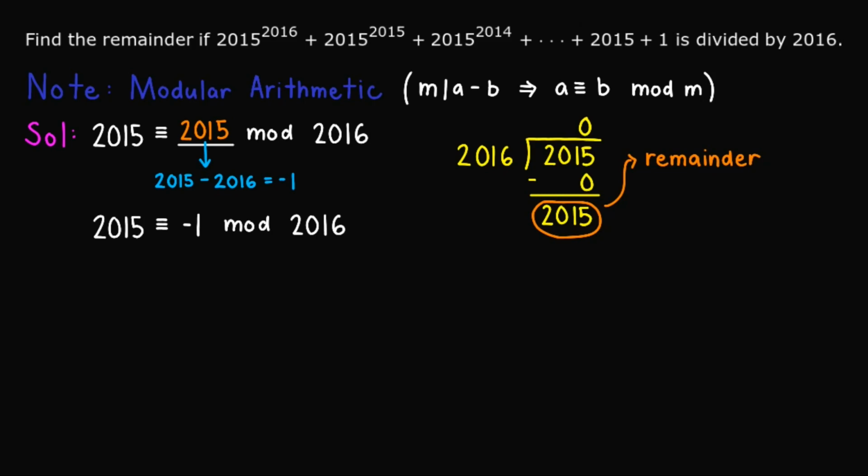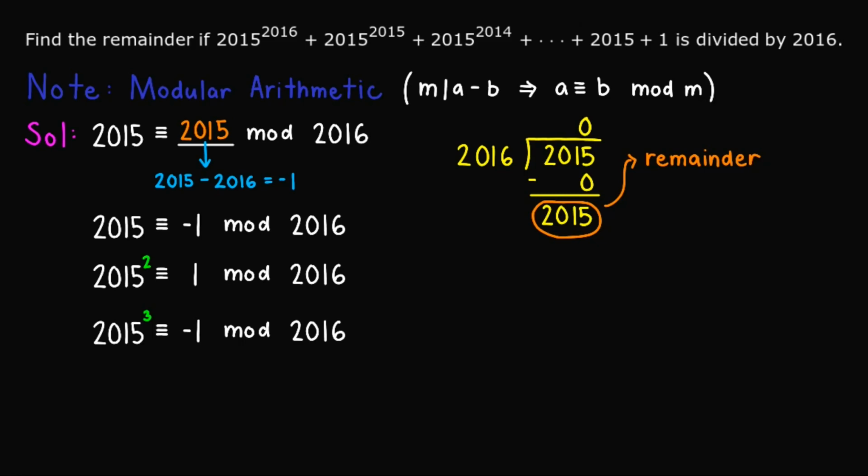So take note that in modular arithmetic, since we're dealing with congruence, what happens to one side also happens on the right side. So it's just like equalities. So if we square this one, we'll get 2015 squared is congruent to 1, since -1 squared is 1 modulo 2016. Similarly, if we cube 2015, we'll get 2015 cubed is congruent to -1 modulo 2016. Actually, we can repeat this process up until 2016 and we'll have a better understanding of what the remainder is of each of these terms.